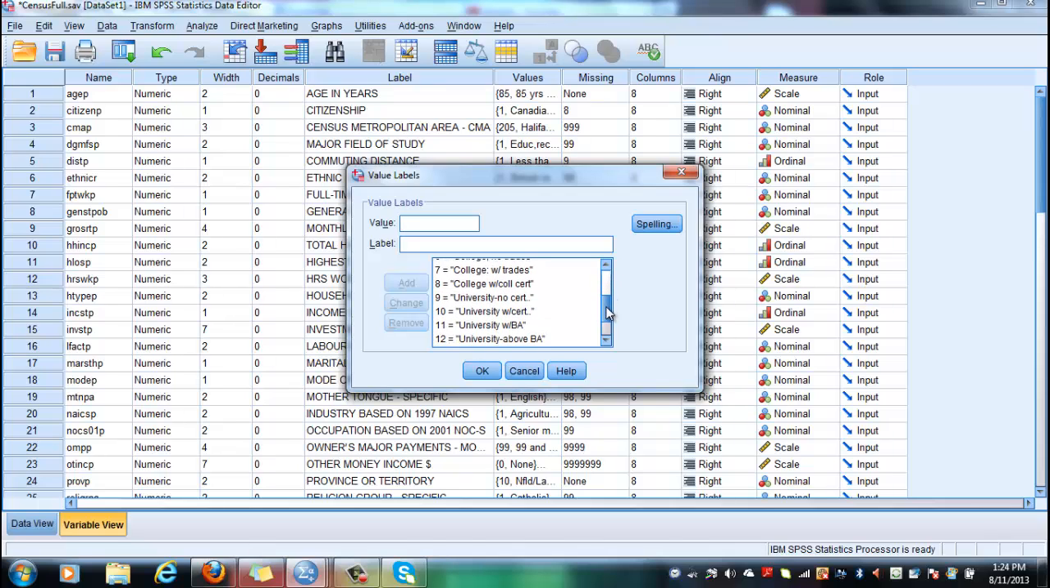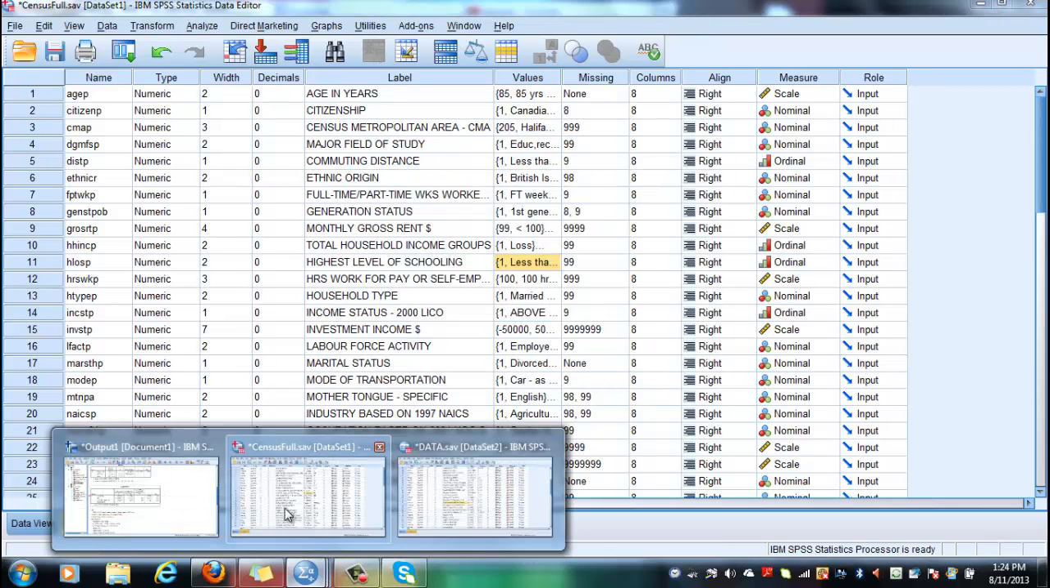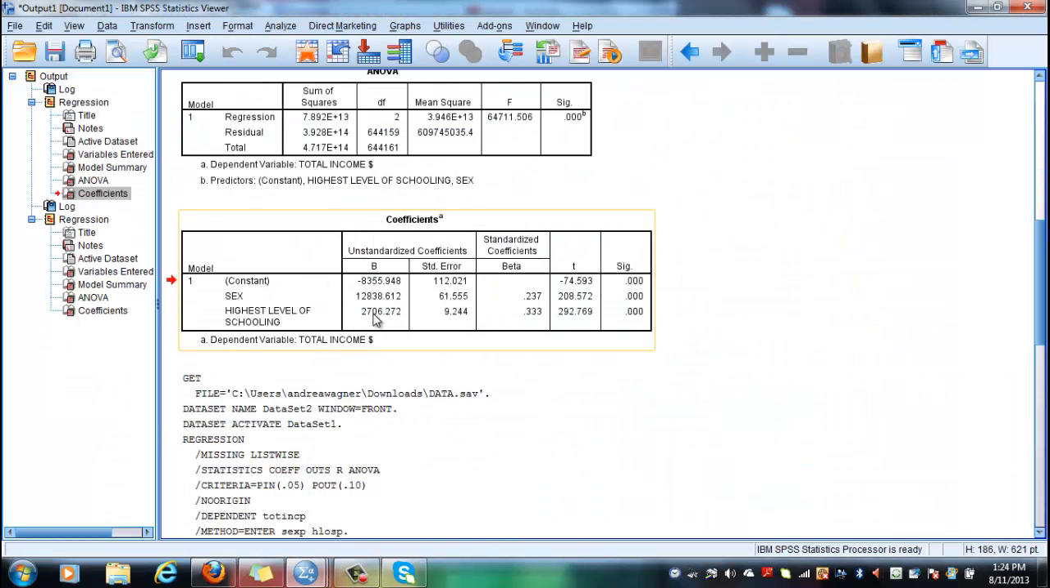So a 1 unit change could, for example, mean that I'm going from 9 to 10, which is university no certificate, to university with a certificate. So this is what a 1 unit change will reflect. If there occurs such a 1 unit change while sex is controlled for, then income is going to increase by $2,706, and this as well is significant.